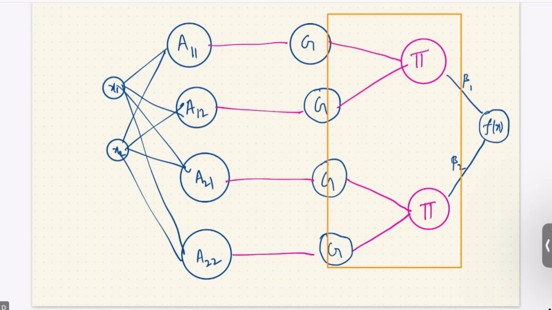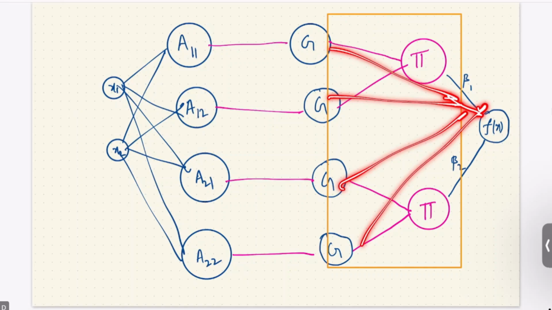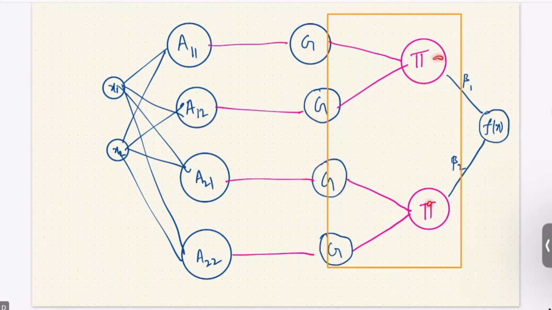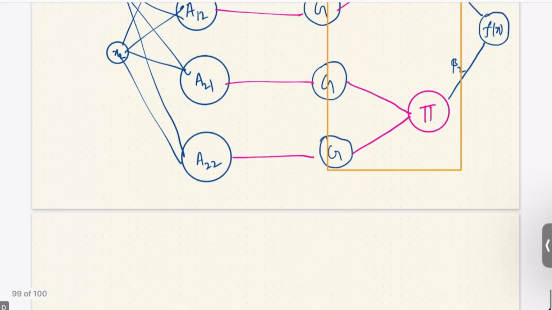And then we are doing this with beta ones and beta twos. So now, if we express this, that has the mathematical expression, how it goes.